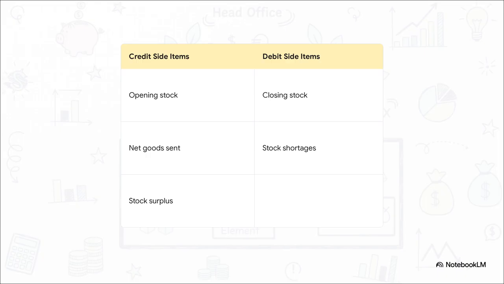If inventory goes missing or gets damaged, the branch ledger records that loss at the inflated invoice price. By debiting the loading on that shortage in the adjustment account, the head office effectively neutralizes the inflated portion of that loss. So by carefully recording all these loading adjustments across opening stock, closing stock, incoming goods, surpluses, and shortages, that inflated invoice price gets systematically deflated right back down to actual cost.